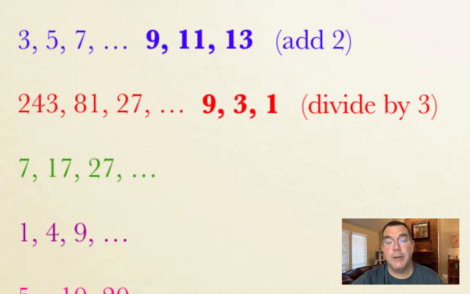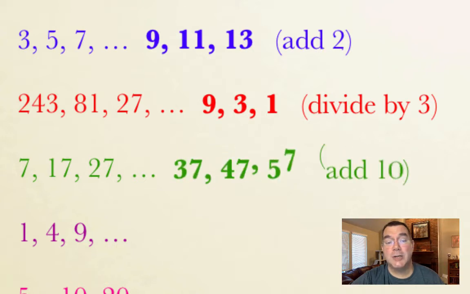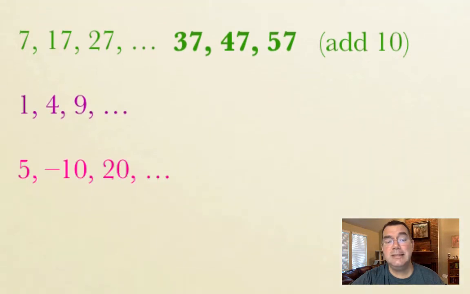9, 3, and 1. Then in the next one, the sequence starts 7, 17, and 27. It looks like I keep going up by 10s, so the next three terms are going to be 37, 47, and 57. In the fourth sequence, it's a little trickier.